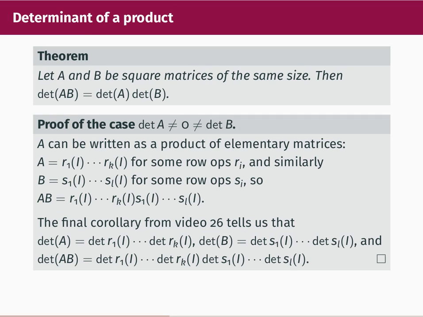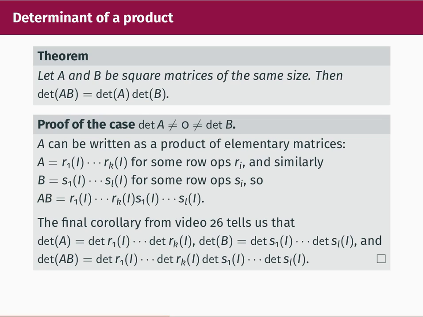The next theorem is the multiplicative property of the determinant. That says that if you have two matrices A and B, then the determinant of A times B is equal to the determinant of A times the determinant of B. You can find a full proof in the online notes. I'm just going to do the case where both matrices are invertible.